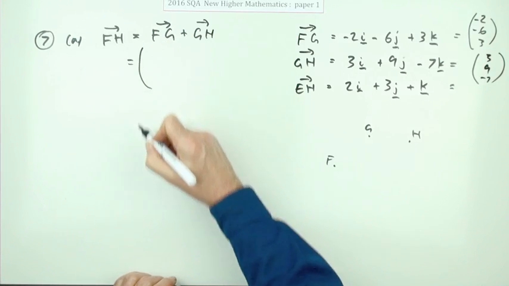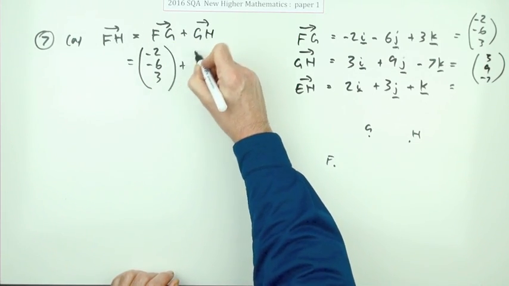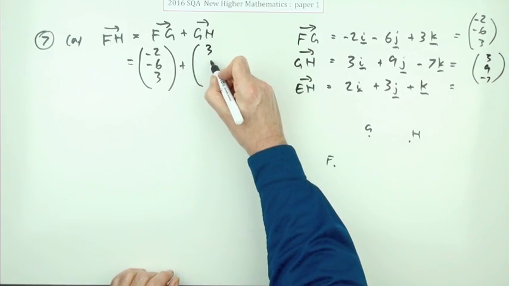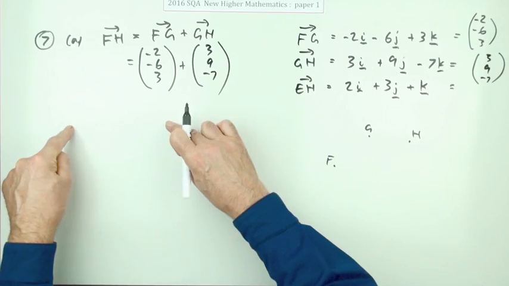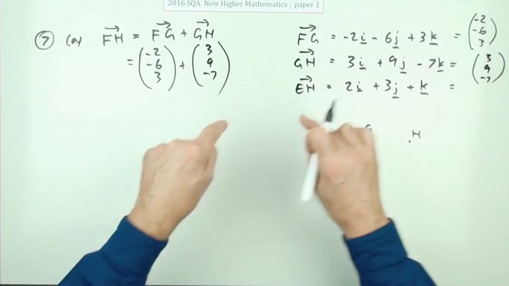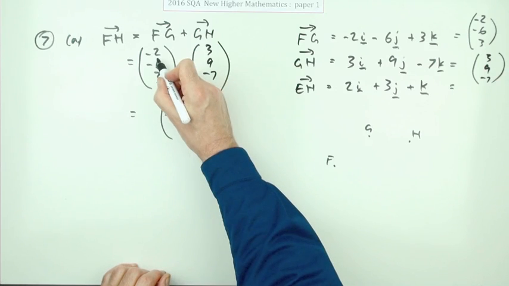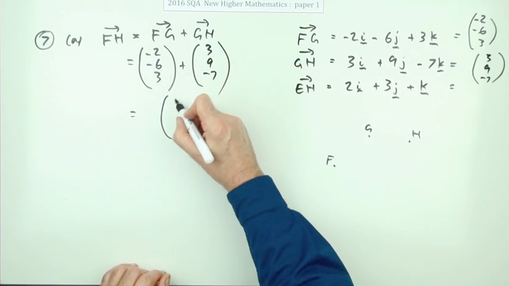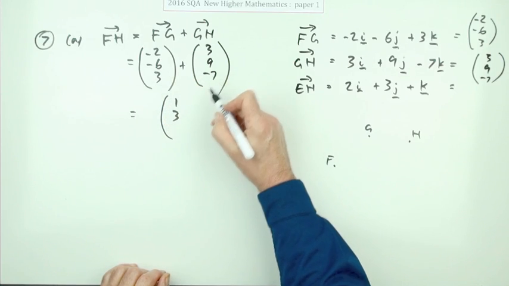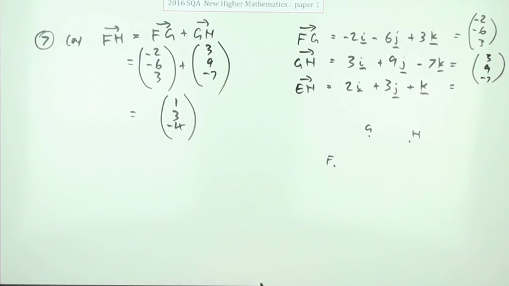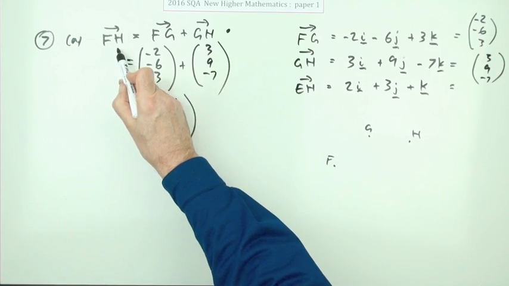So it'd be easier to write here -2, -6, 3 plus 3, 9, -7, rather than writing out this plus this and then adding them together. You've got -2 plus 3 gives you 1, -6 and 9 gives you 3, and 3 and -7 takes you back 4.